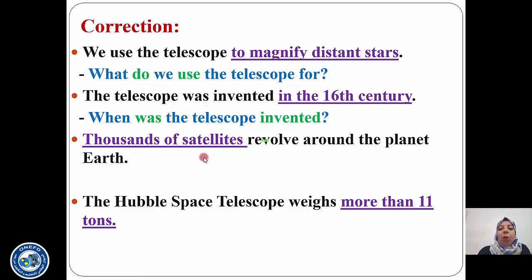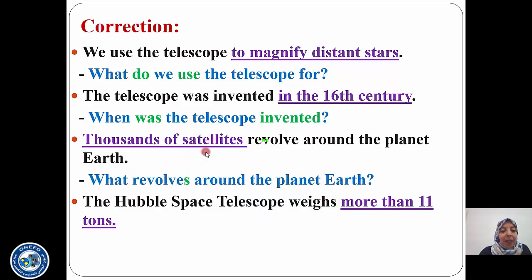Thousands of satellites revolve around the planet Earth. So this underlined phrase, thousands of satellites, is the subject of the sentence. Now, what is the question you ask to find a subject? So it can be who, if it is a person, or it can be what if it is an object, and in this case it is what. Now pay attention to the verb. What revolves around the planet Earth? You can notice that the verb is in the singular. That's why we have added the S of the third person of the singular. Why?